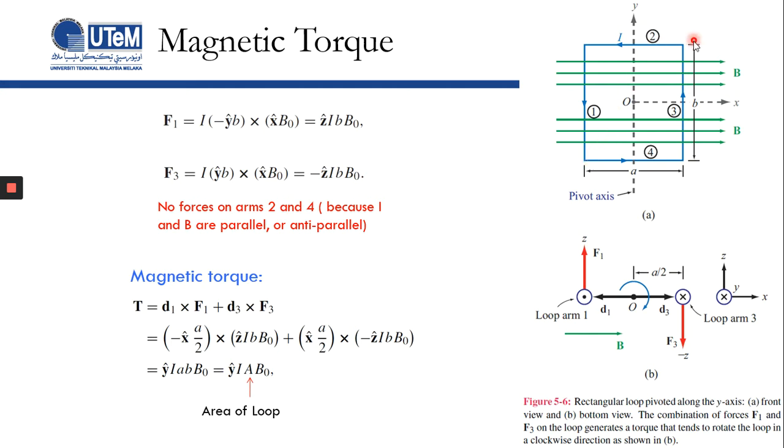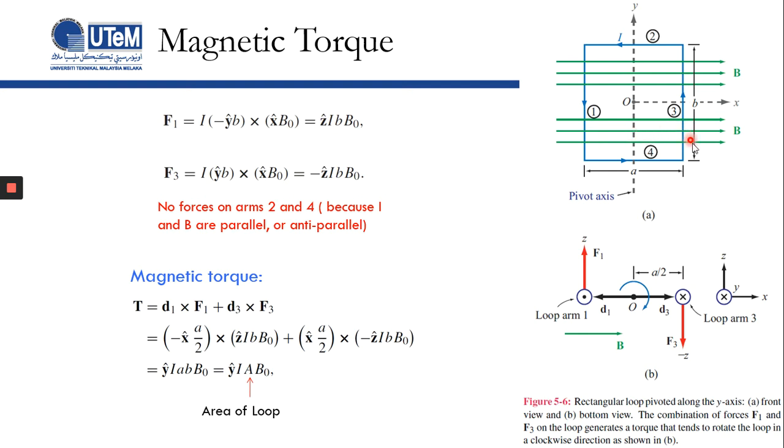Note that segment 2 and segment 4 are parallel to the magnetic flux or magnetic field. Since we already know from magnetic force that when the magnetic flux and the current are parallel, that segment will not generate any magnetic force. So as stated here, there will be no forces on arms 2 and 4 because they are parallel to the magnetic field. The force generated in this complete circuit will only come from segment 1 and segment 3.